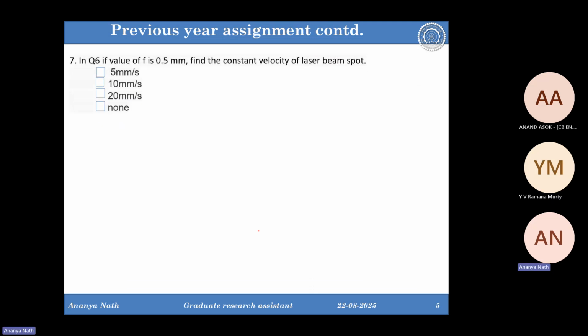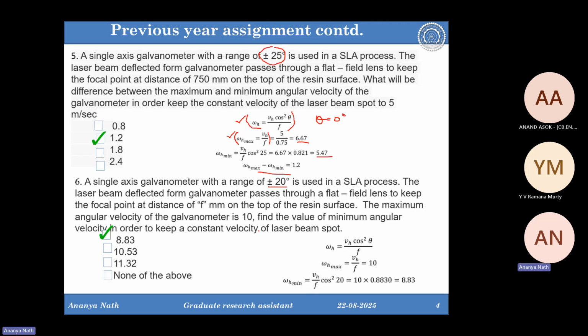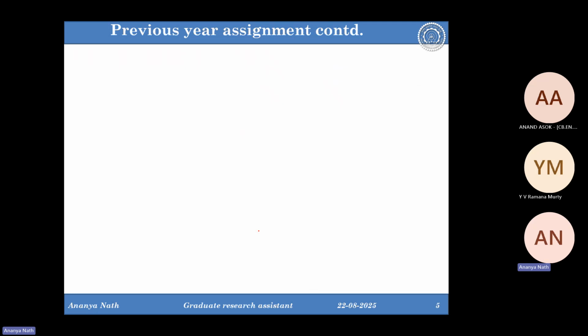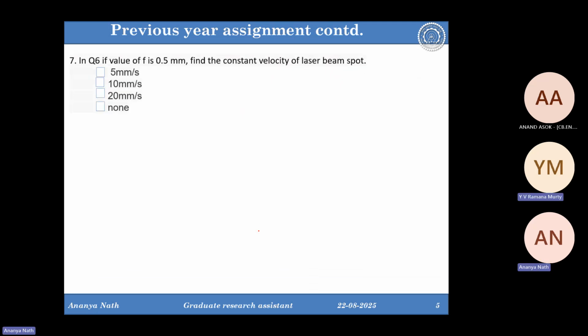Next, in question number 6, theta was 20 degree and the minimum velocity was 8.83. The value of F is 0.5 mm. Find the constant velocity of the laser beam. So we have to find out the Vn. The formula is the same. Now we already know the maximum velocity from that. So there you have to just put the 0.5, and now you can get Vn equal to 5 mm per second.